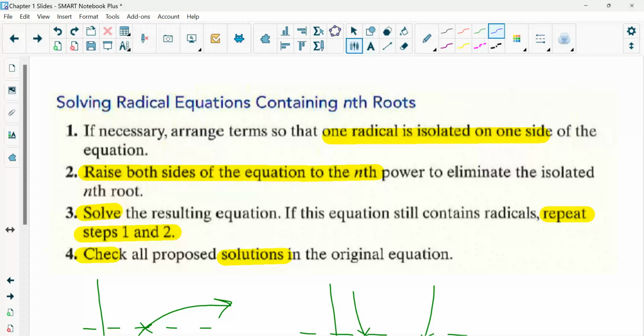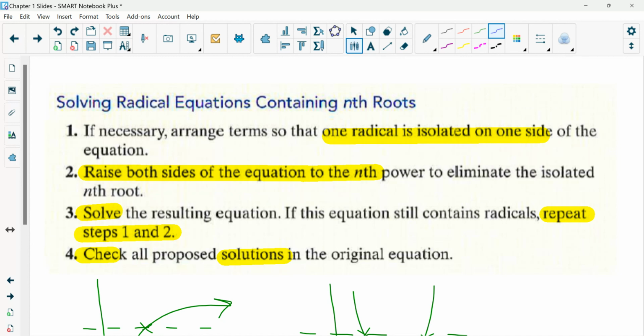All right, so today we're going to look at solving radical equations. These are the steps for solving our radical equations, so you should probably start writing these down. They are similar to what we've been doing, but some of them are slightly different because it does have a radical to start.